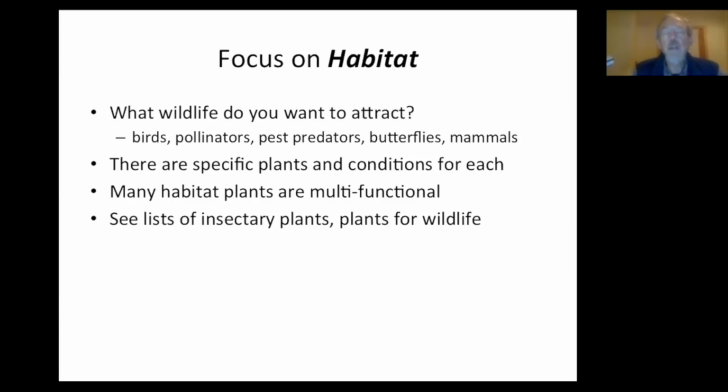And what's nice is that a lot of the plants that we grow for habitat turn out to also have other functions. Like I've mentioned comfrey before. It's a great insect attracting plant, but it also is medicinal. It also has mulch. It also is a nutrient accumulator. So a lot of plants that are good for habitat could also be nitrogen fixers or nutrient accumulators or human food. And there are both in Gaia's Garden and also on the web, lots of lists of insect attracting plants and wildlife attracting plants. So you've got tons of resources out there for habitat type plants.